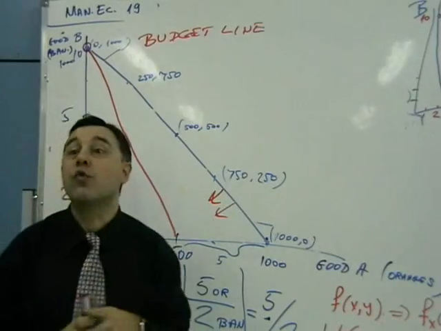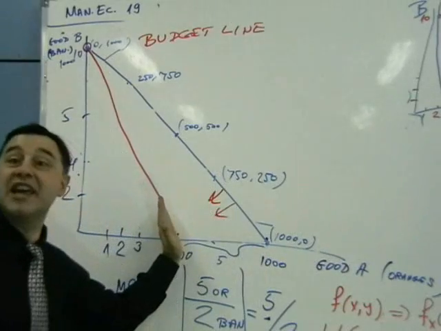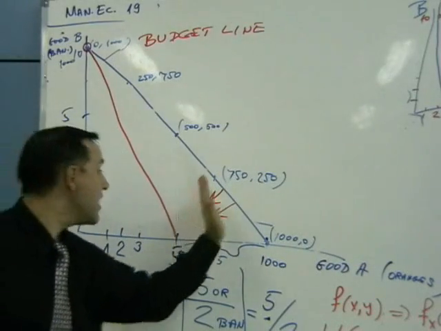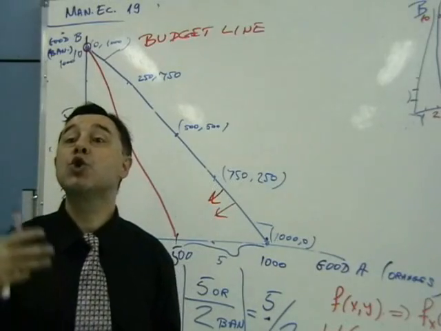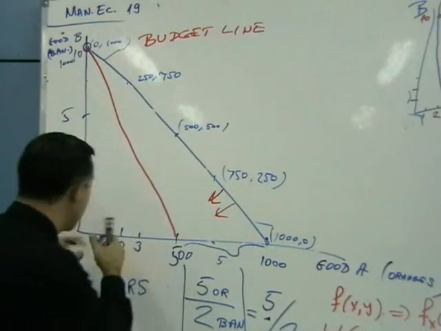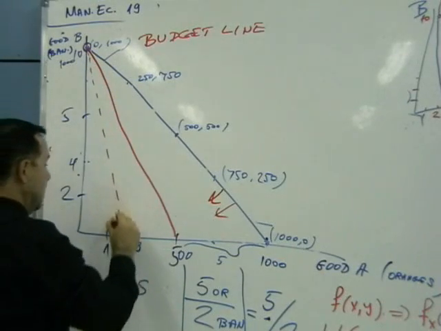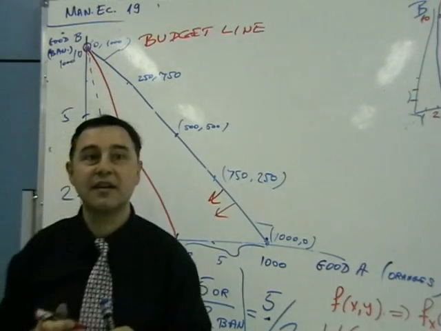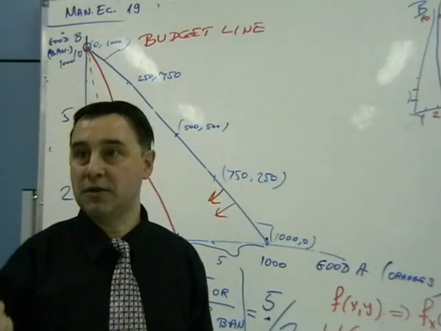So, when the price doubles, it rotates inside and shifts halfway through. If the price quadruples, it's going to go like this, all right? Now, what if both prices doubled?